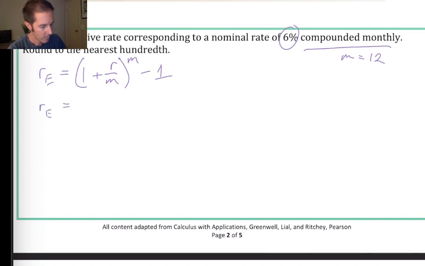Our effective rate is equal to 1 plus 0.06 divided by 12, raised to the power of 12, minus 1.